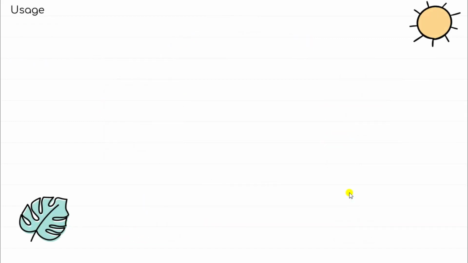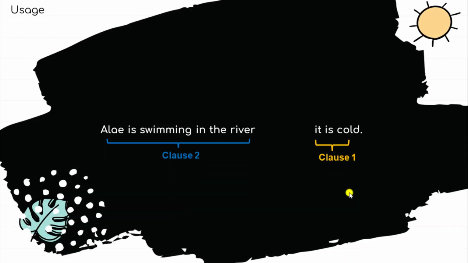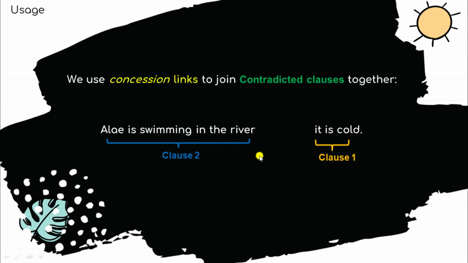As a result, when we have two sentences that are contradicted in meaning, we use concession linking words to join them together. So, to join these two clauses together, we're going to use the concession linking word although. Ala is swimming in the river although it is cold.